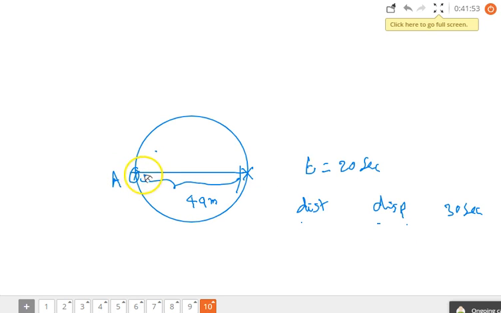The athlete started from point A and reached point B after one round. If the athlete reaches point A again, that is one round. In one round, what is the distance? It is not 49 meters between A and B, because the athlete runs along this path. This is the circumference of a circle, so we have to find 2 pi r for one round.